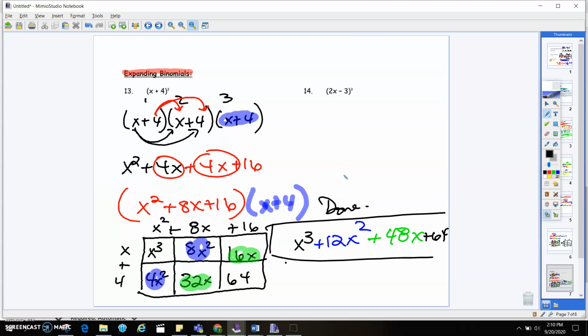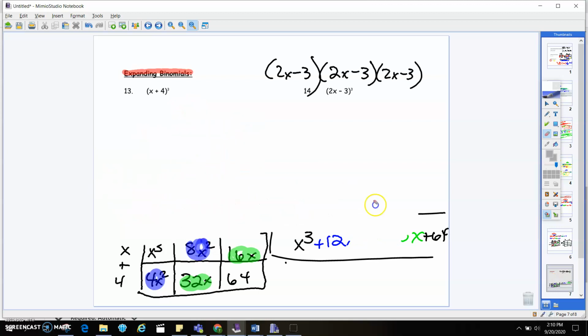Now you try number 14. Okay? So again, remember that cubed means that you're going to multiply it by itself 3 times. Okay? So I would multiply the first 2 together and then take on that third part. Okay? So pause the video. Try this one on your own. It will be important for something later on. So make sure that you actually attempt it.